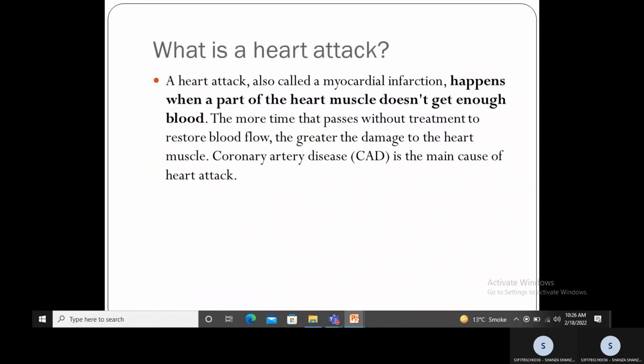In the next slide, I'm discussing the most common disease, that is the heart attack. What is a heart attack? A heart attack, also called a myocardial infarction, happens when a part of the heart muscle doesn't get enough blood. The more time that passes without treatment to restore blood flow, the greater the damage to the heart muscle. Coronary artery disease is the main cause of heart attack.